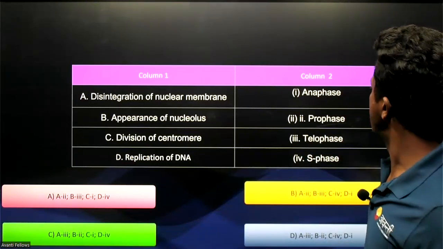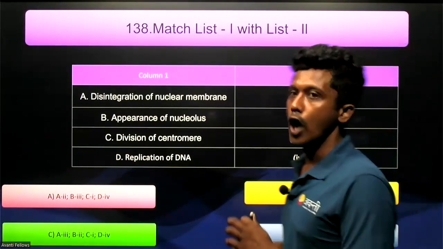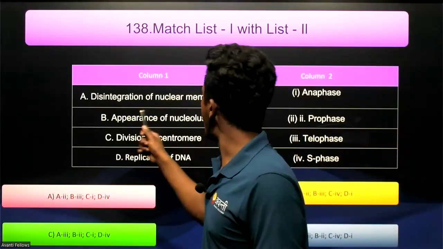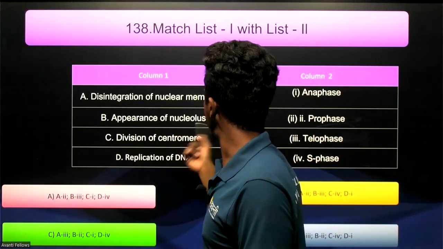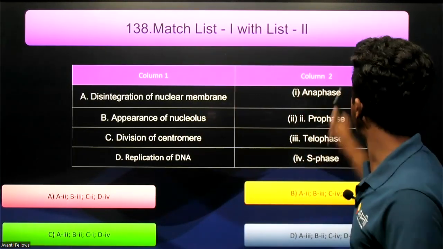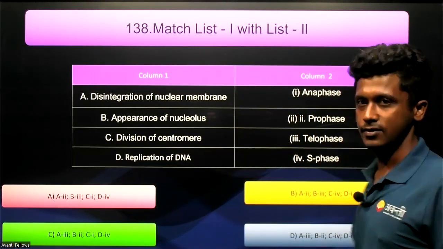Let's go for the next question. Our next question seems to be match the following. Column 1 has disintegration of nuclear membrane, appearance of nucleolus, division of centromere, and replication of DNA. And column 2 has anaphase, prophase, telophase, and S phase.